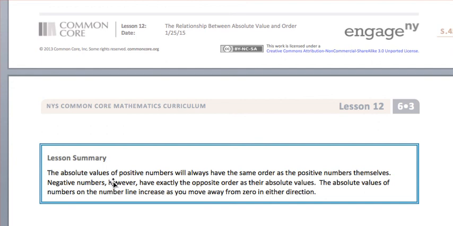Remember, the absolute values of positive numbers will always have the same order as the positive numbers themselves. Negative numbers, however, have exactly the opposite order as their absolute values. The absolute values of numbers on the number line increase as you move away from 0 in either direction.